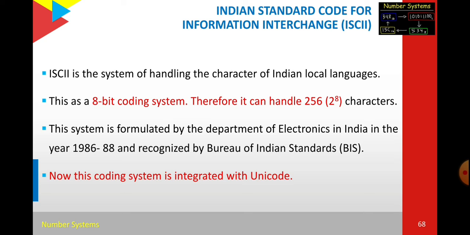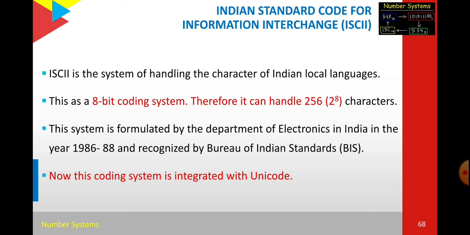Okay. So this system was developed by the Department of Electronics in the years 1986 to 88 and then recognized by the Bureau of Indian Standards, that is BIS. Now this encoding system is integrated with Unicode. Next we study what is meant by Unicode.